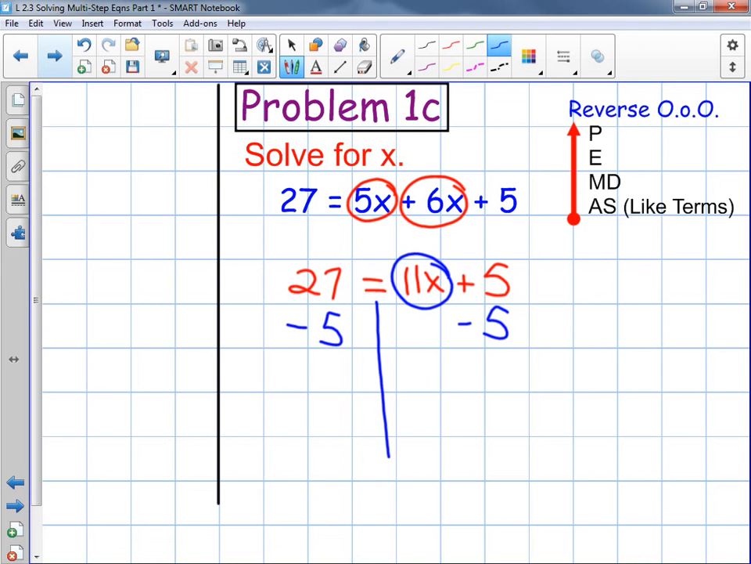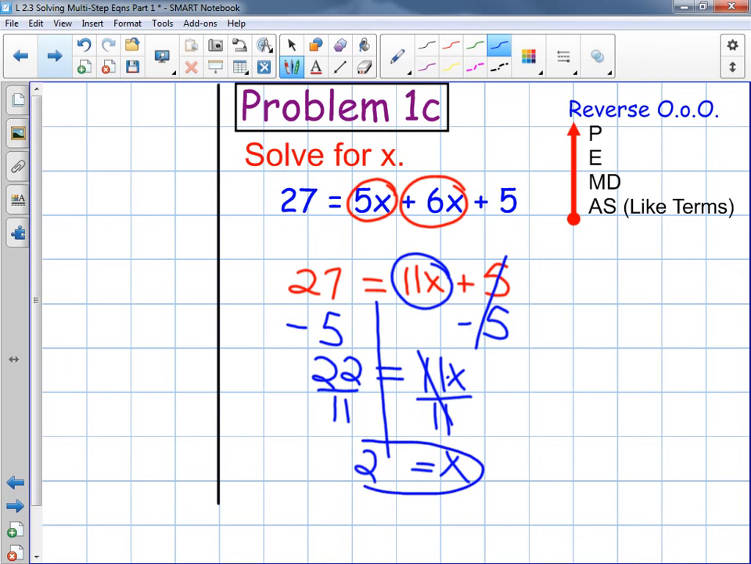Plus 5 and minus 5 cancel. You're left with 11x equals 27 minus 5 is 22. 11x means 11 times x. And to get rid of 11 times, you divide by 11. And what you do to one side, you do to the other side. Starting to sound like a broken record. So 11 divided by 11 cancels. You're left with x. 22 divided by 11 is 2, and your answer is 2 equals x, or x equals 2.